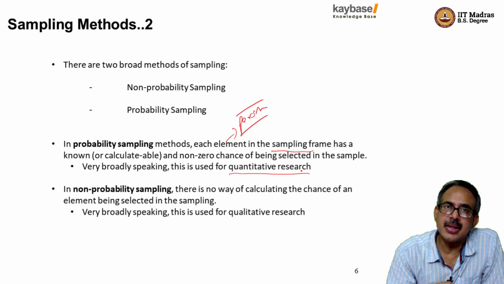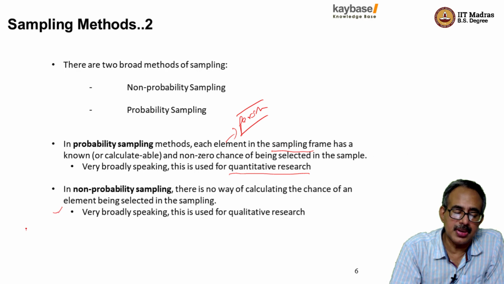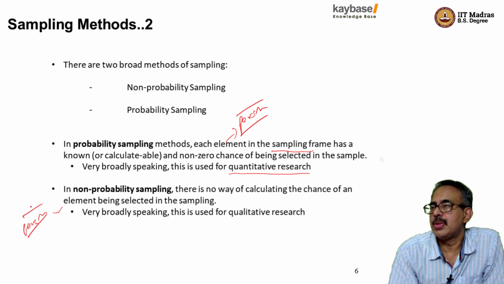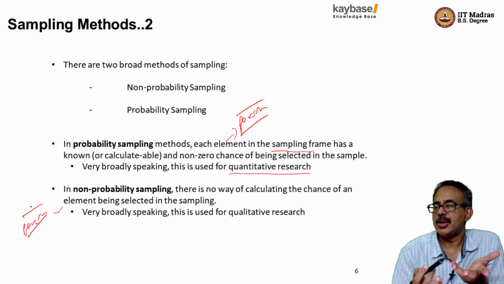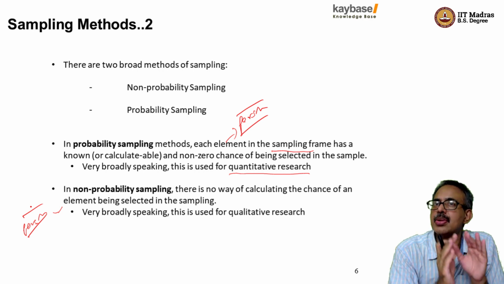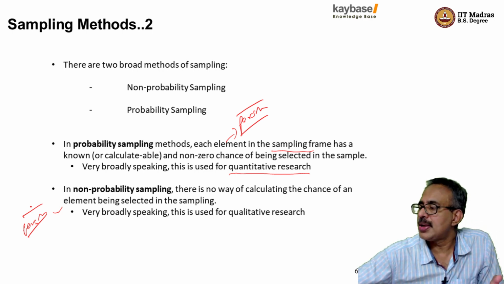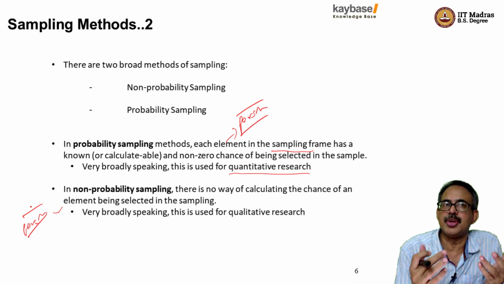Non-probability sampling, technically speaking, means there is no way of calculating how likely one particular person has of being selected. You cannot calculate because the method is not scientific. Non-probability sampling essentially is not a scientific method. Therefore, you cannot calculate how one particular person has a chance of being selected.